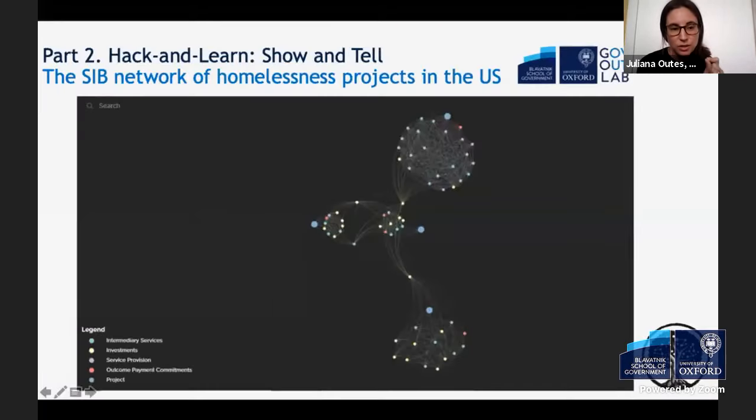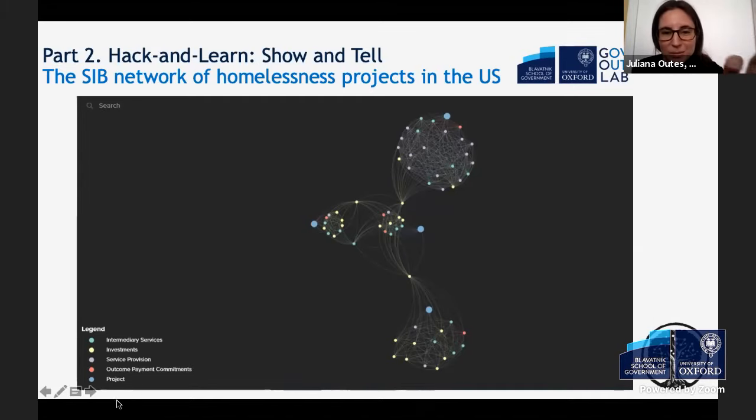Each organization is color coded. So if you look at the left side of your screen, you will find that the yellow ones are investors, the red ones are outcome payers, etc. The color coding was really useful to understand the role that each organization was playing in the project and in the network as a whole. This project has two types of relations. Each organization is connected to one project, and at the same time, each organization is connected to the other organizations that are playing a part in the same project.